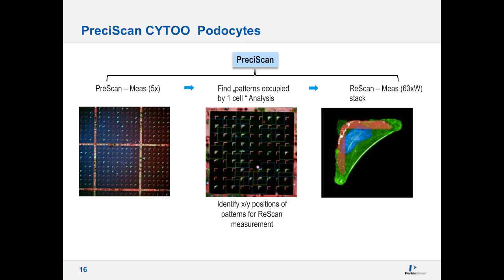So PreciScan allows you to do a pre-scan at 5x, here on the left-hand side, run an image analysis using all the building blocks in Harmony to identify exactly those patterns that contain one cell and only one cell, and then direct the rescan at 63x to capture, for example, a stack at those positions. And as you will see on the next slide, this works actually quite nicely.